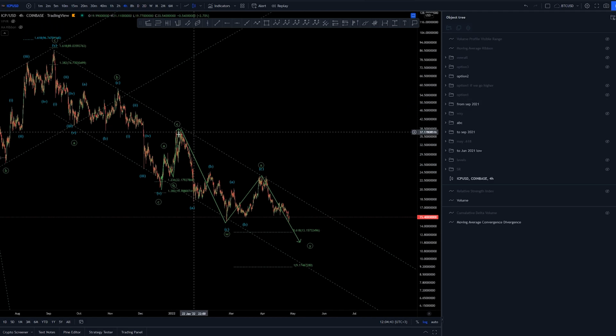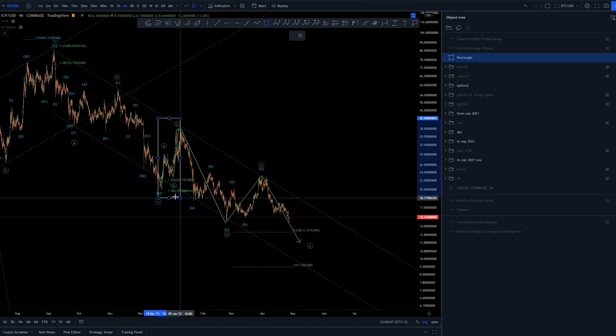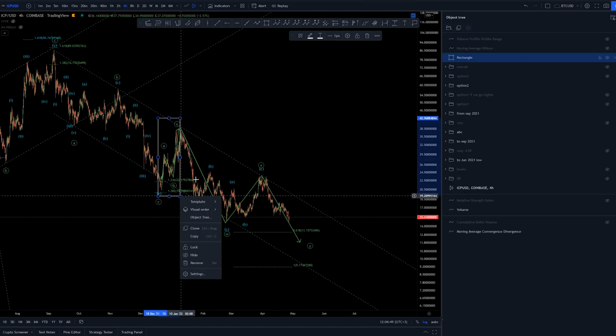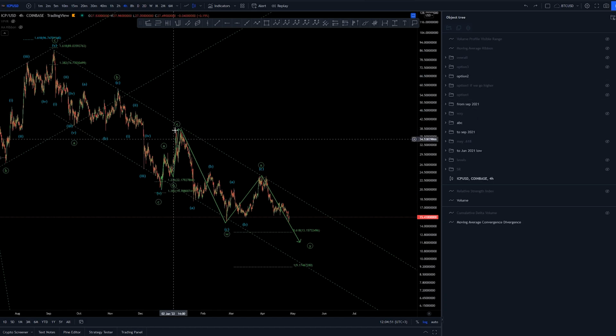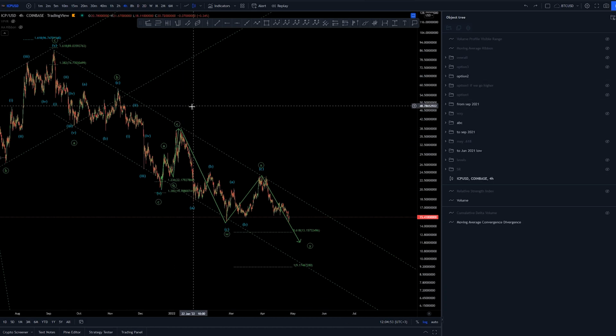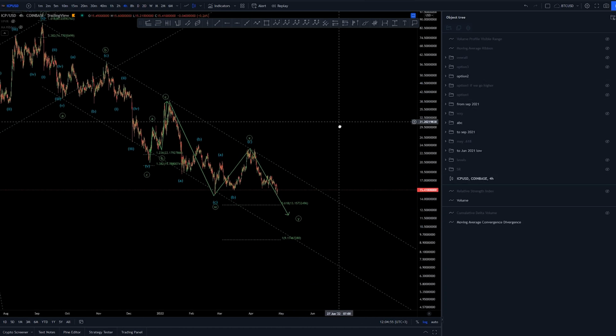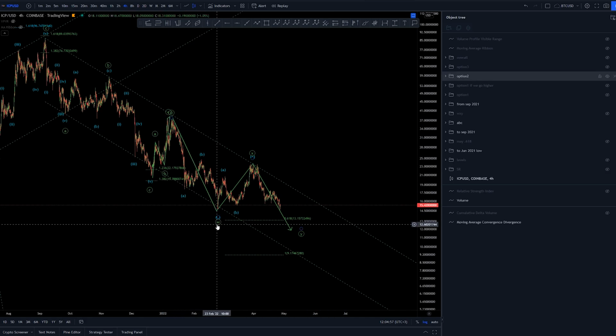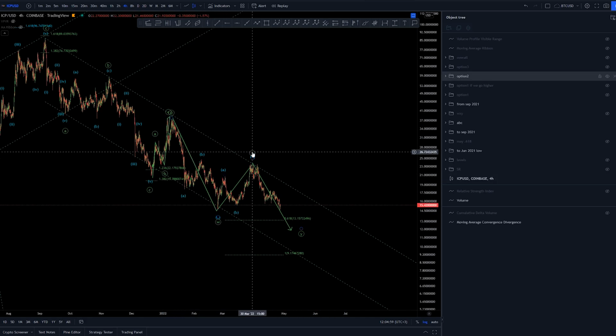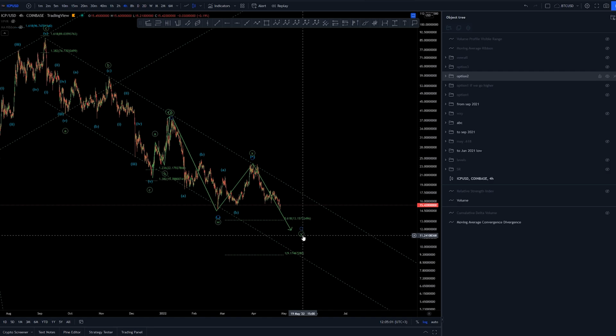Option 2 would be again that we would be looking to create some kind of a connector wave here, connecting this structure to this structure here. Now this count here is saying that this first leg is a W, another X, and now we would be looking for 3 waves down.